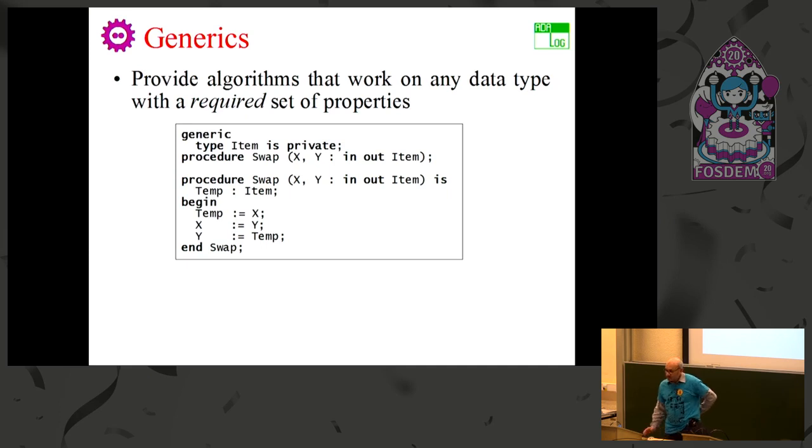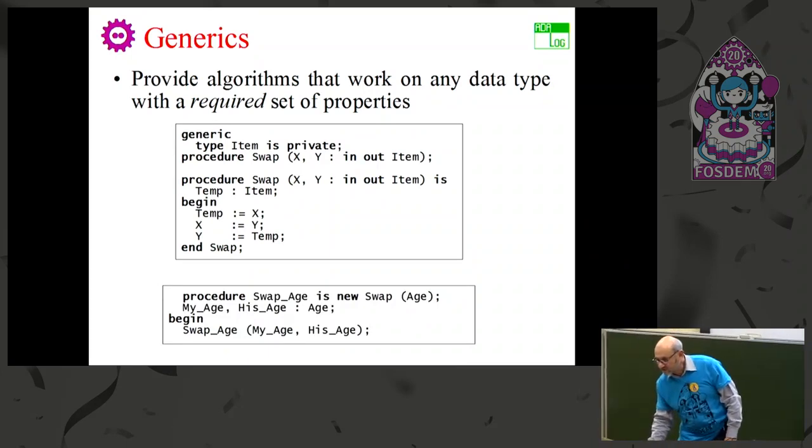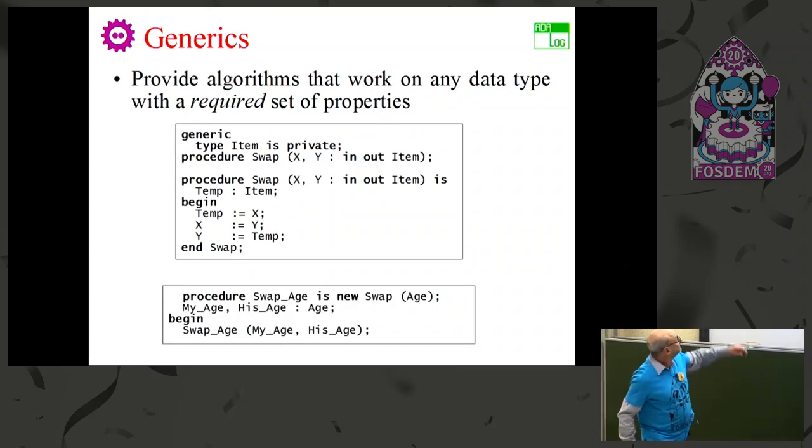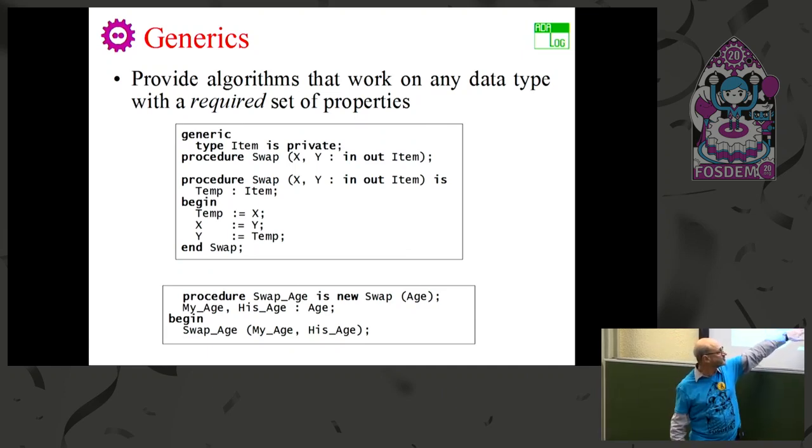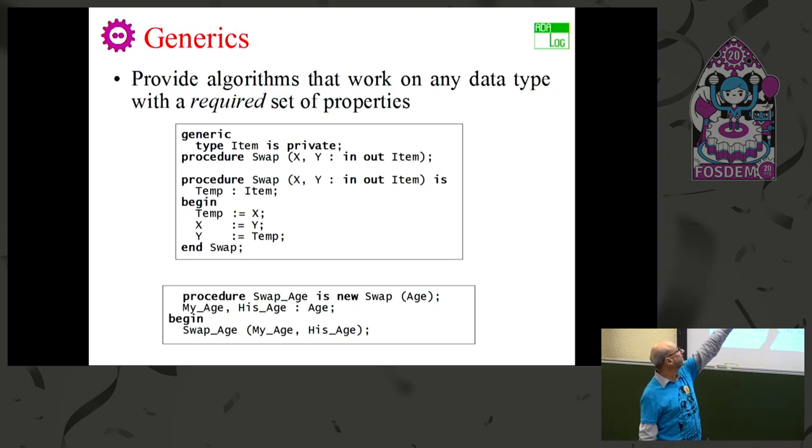Generics, as I mentioned, are algorithms that work on any data type. So you can say that you have a procedure swap and that you have to give it a type. Is private means it has only the properties known to all private types, which are assignment and comparisons. And therefore, for every type that matches a certain number of minimal properties, you can instantiate that generic like this.